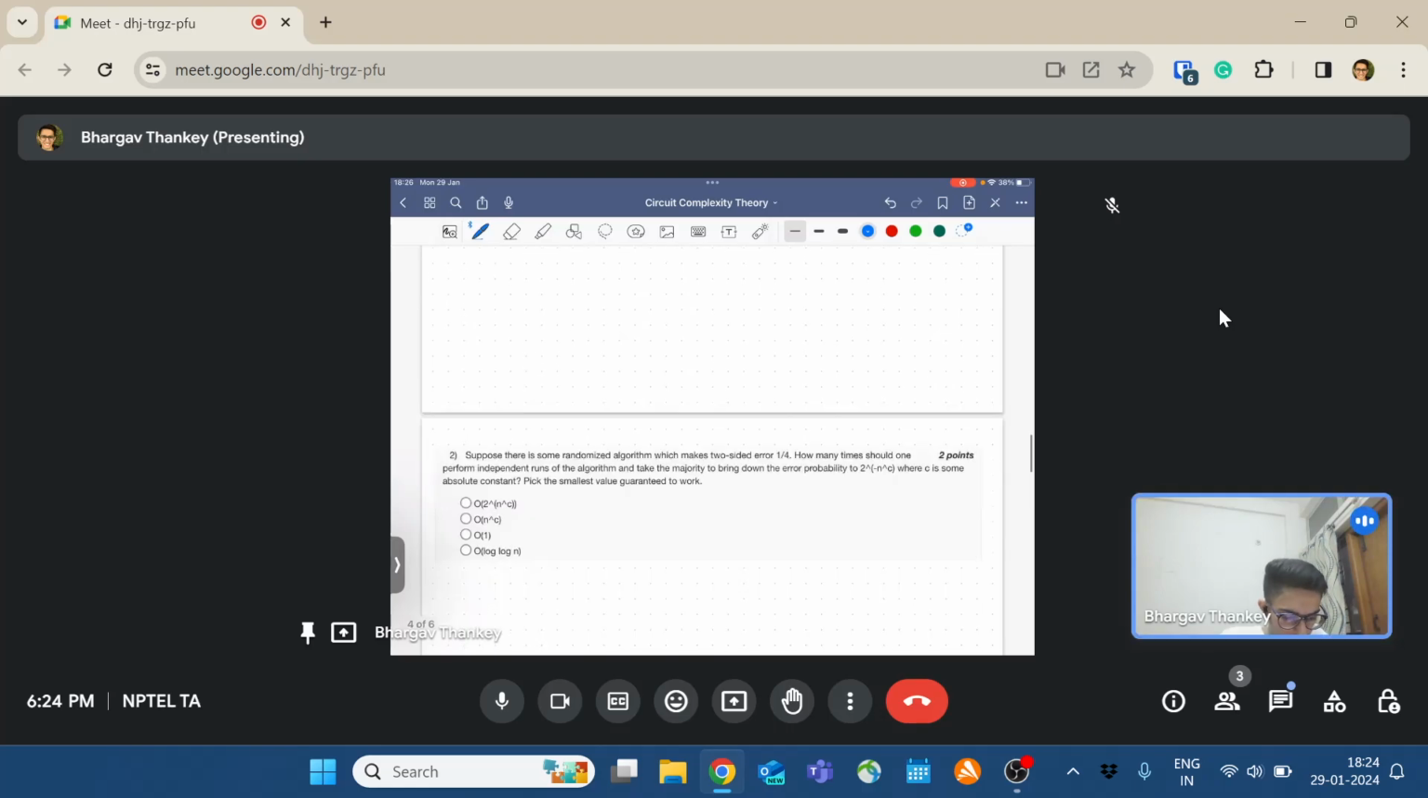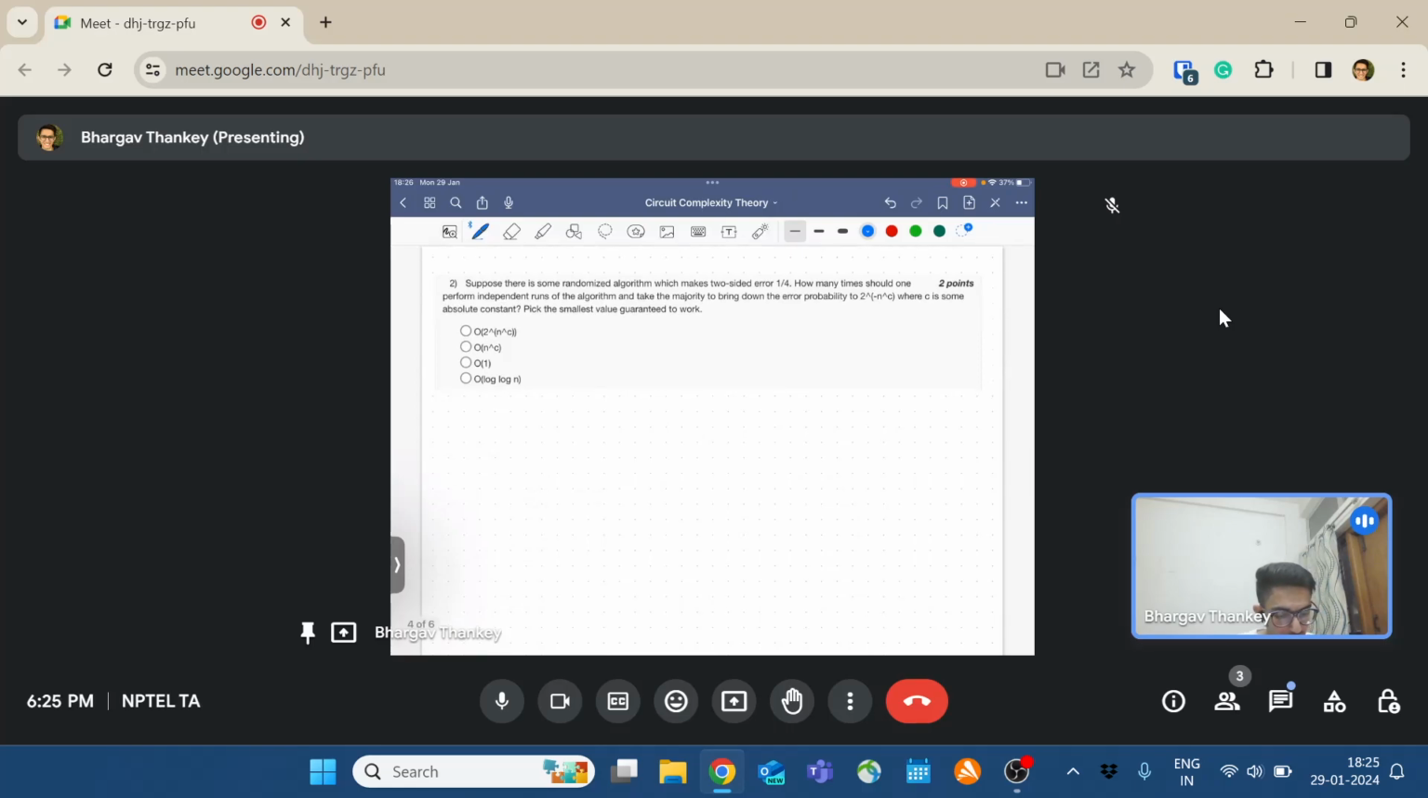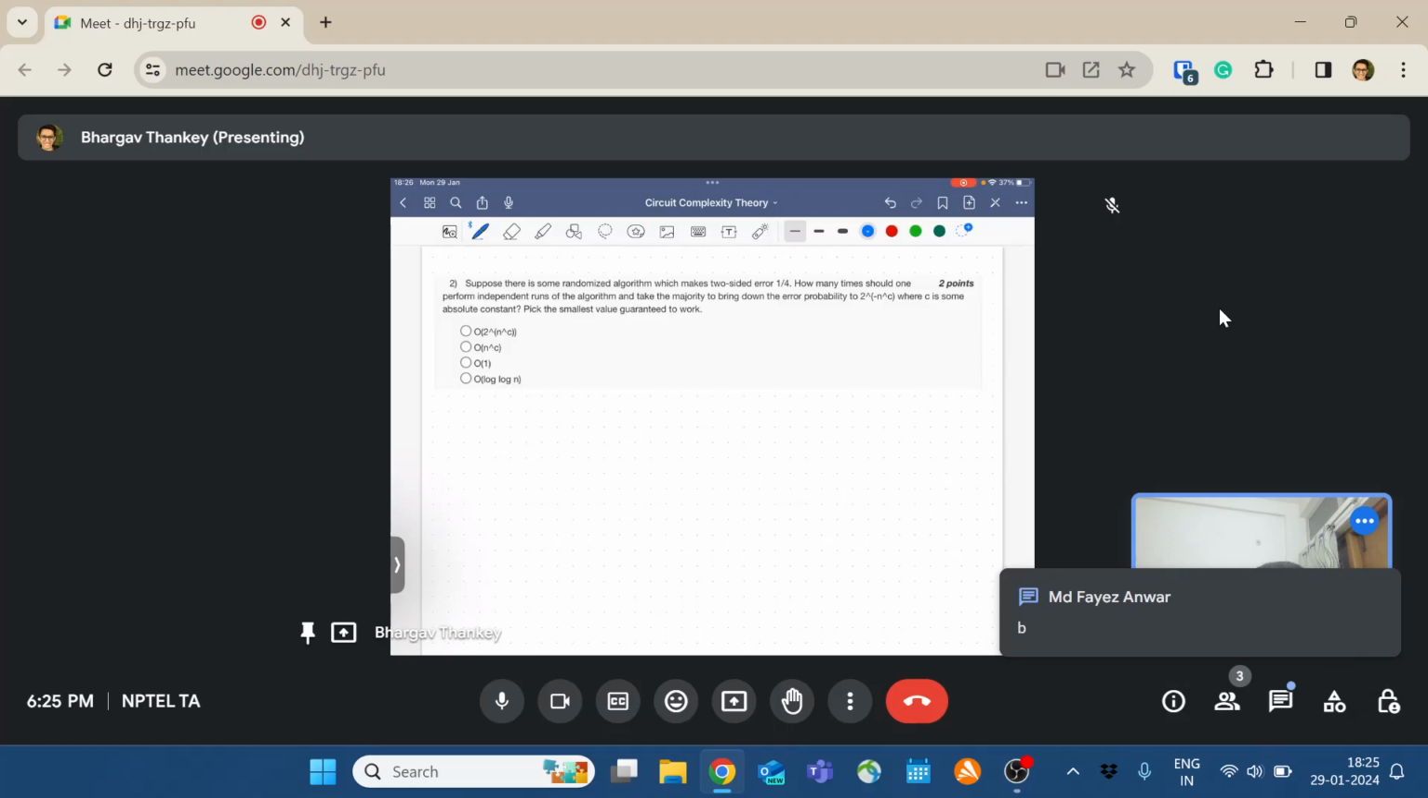So the next problem is: suppose there is some randomized algorithm which makes two-sided error 1 over 4. How many times should one perform independent runs of the algorithm and take the majority to bring down the error probability to 2 to the minus n to the c, where c is some absolute constant? Pick the smallest value guaranteed to work. The options are 2 to the n to the c, n to the c order 1, and order log n. Which of these would work? Yeah, B would work.